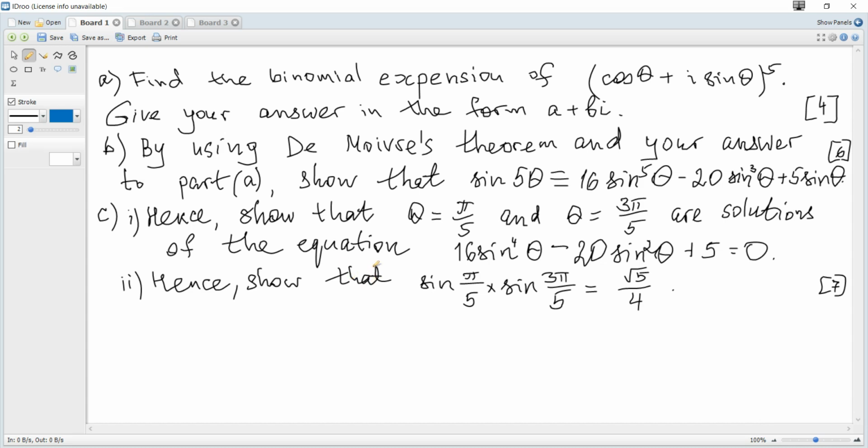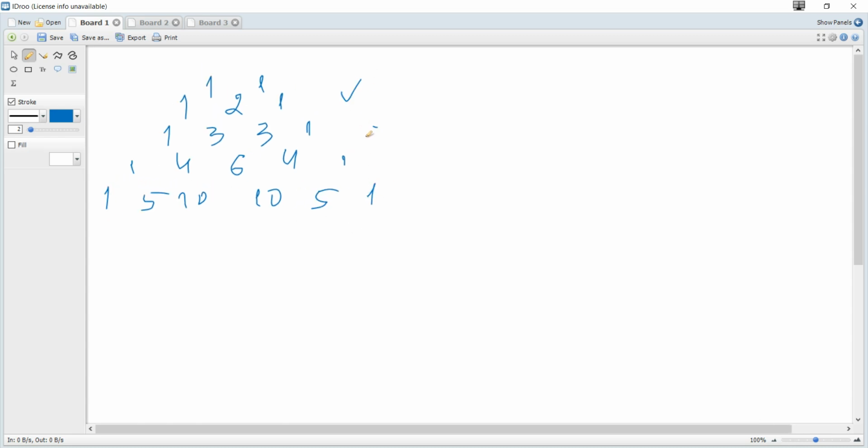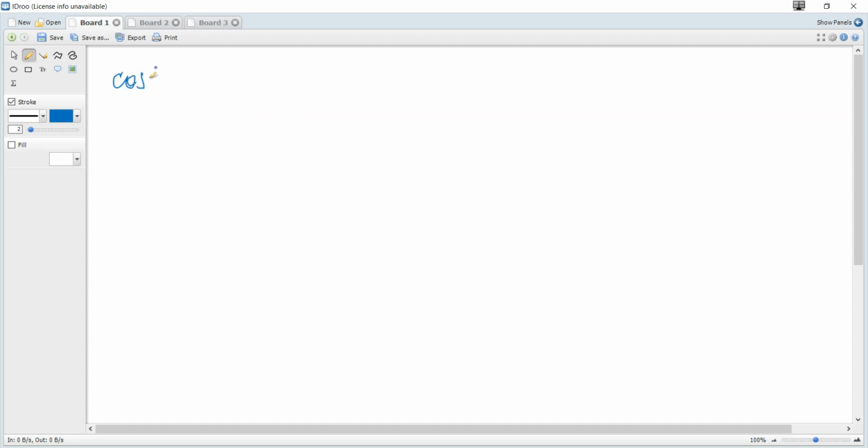Find the binomial expansion of (cos θ + i sin θ)^5. Let's write the coefficients from Pascal's triangle first: 1; 1, 1; 1, 2, 1; 1, 3, 3, 1; 1, 4, 6, 4, 1; 1, 5, 10, 10, 5, 1. It's for the powers 1, 2, 3, 4, 5. So the coefficients are 1, 5, 10, 10, 5, 1.